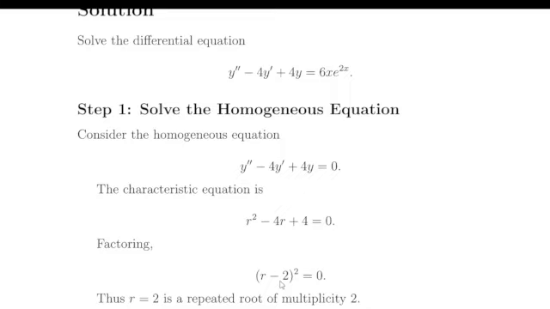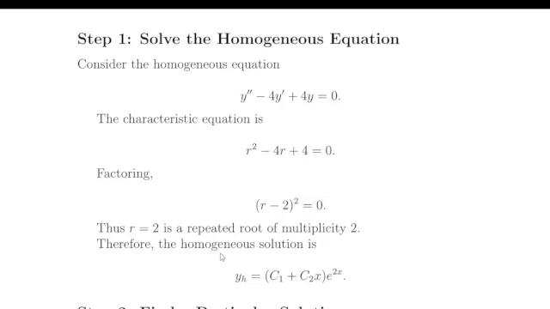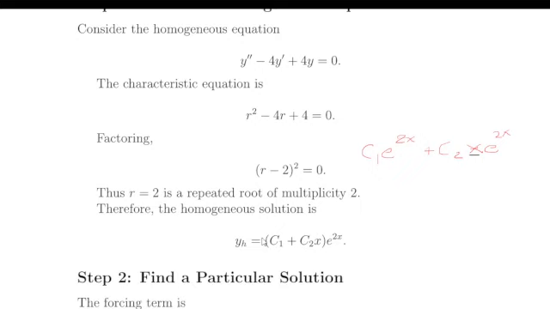We can factor that into r minus 2 quantity squared equals 0. And obviously 2 is the only one that works. So r is 2, but it has a multiplicity of 2. So the way we will write it is c1 e to the 2x plus c2 x e to the 2x. So we need this extra x here because it's a repeat root. Okay. So you can write it this way or you can just write it this way. So this will be the homogeneous solution, y sub h.